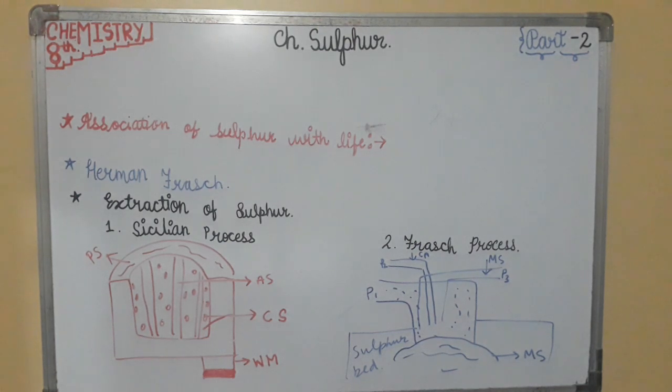Now the advantages of the process are: sulfur of 99.5% purity is obtained, and therefore further purification is not required. Second point, the process is continuous and permanent and requires no rebuilding.